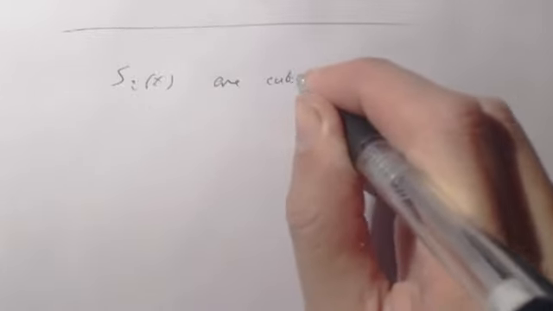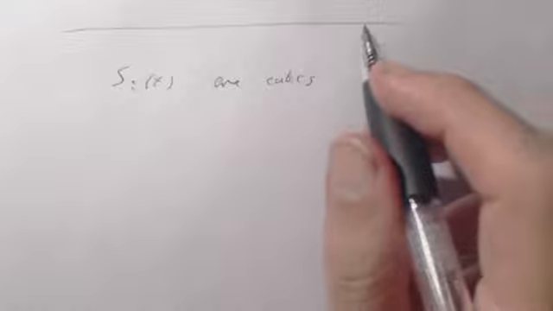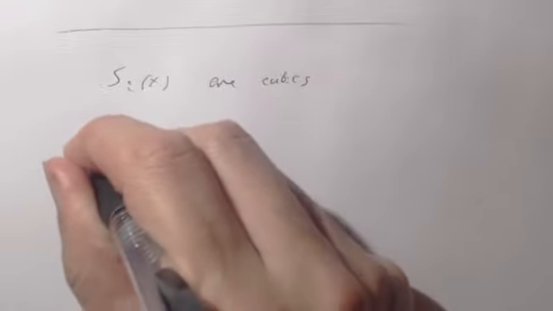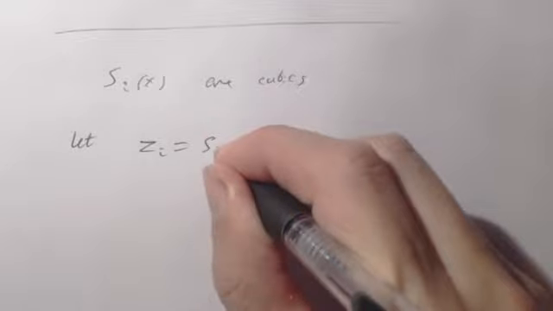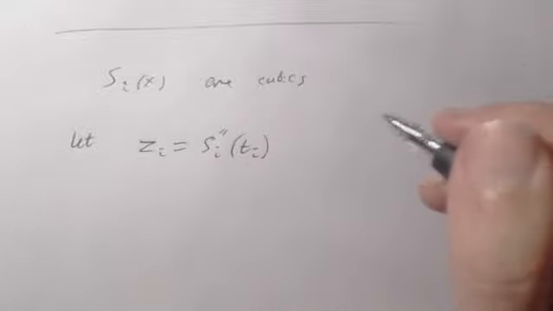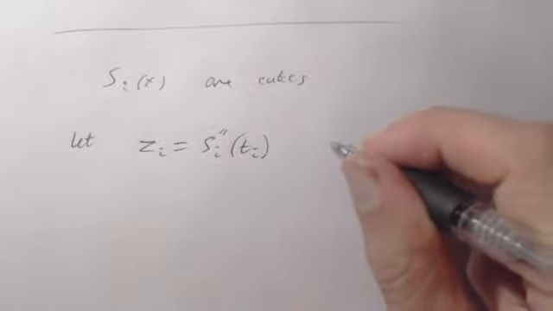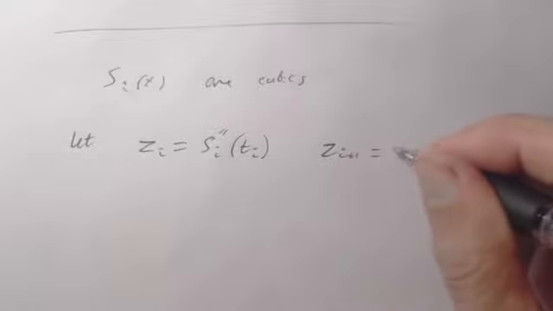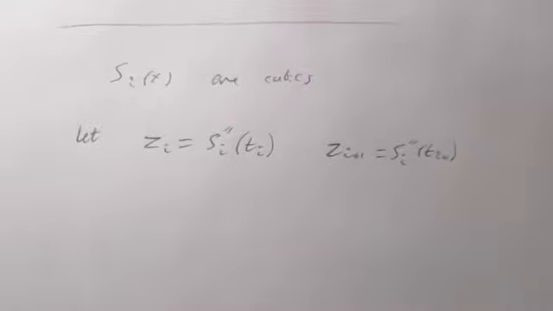So firstly, all of the Si(x) are cubics, and what I'm going to do, like they did, is let zi be the second derivative of si at ti, and then we also require that zi plus 1 is equal to the second derivative of si at ti plus 1. This is something that's going to have to hold whatever the values of z are.